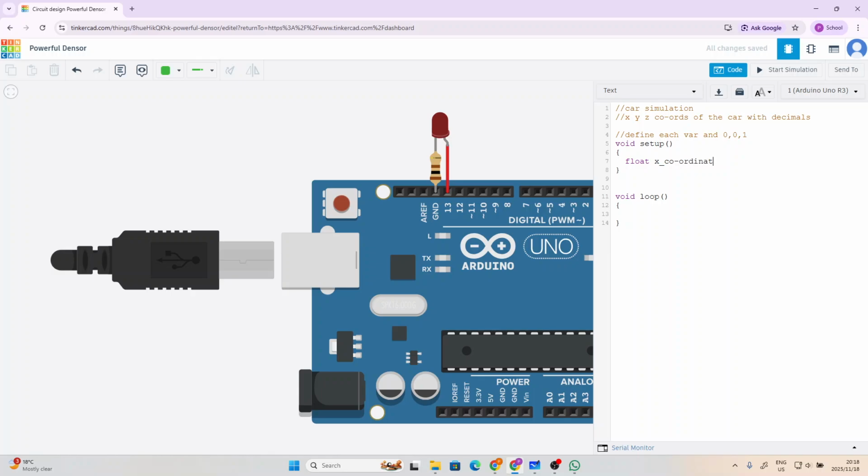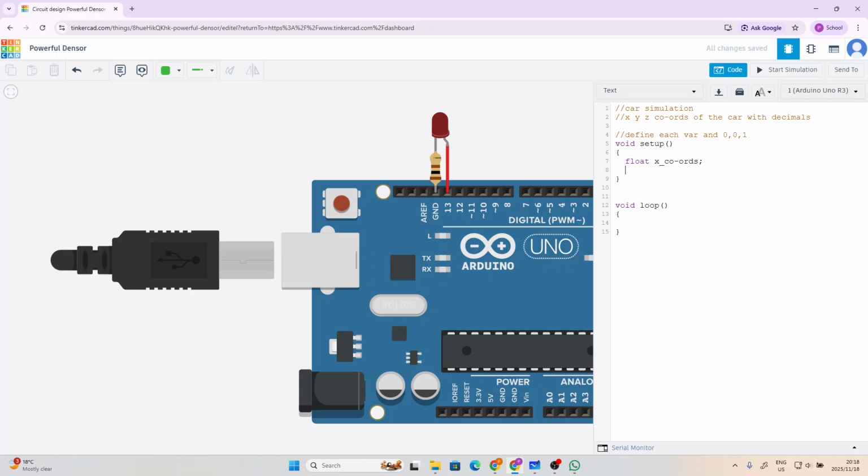So a float, and we want to call it x underscore coordinate. Who can tell me why I didn't put a space there? Generally when you name a variable, it's better to put an underscore and not a space, because the compiler, the Arduino, doesn't like a space. It's fine, but it makes it less legible.